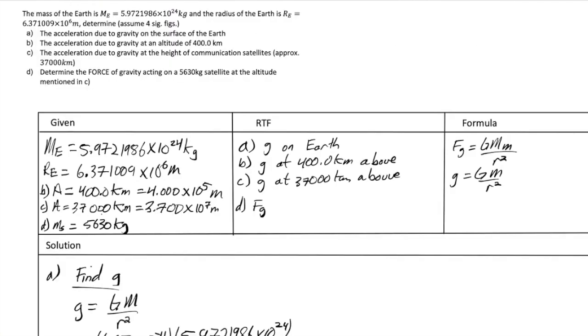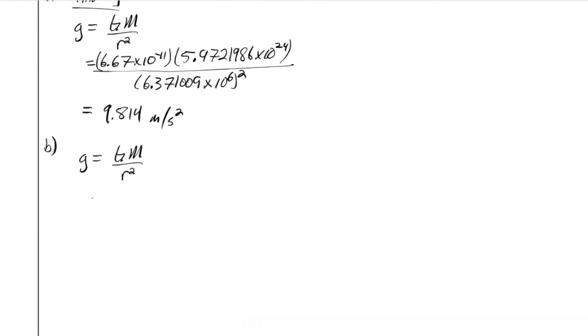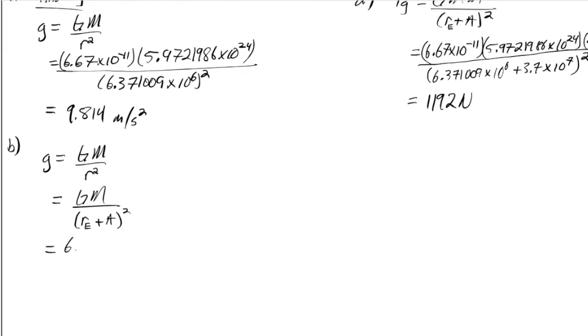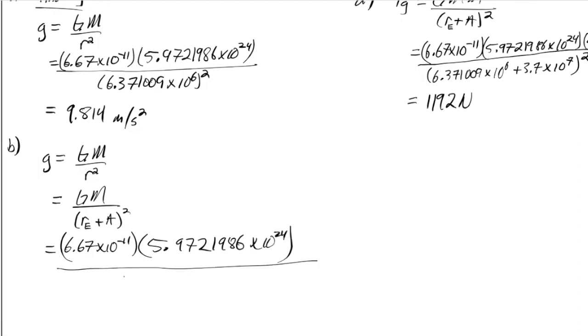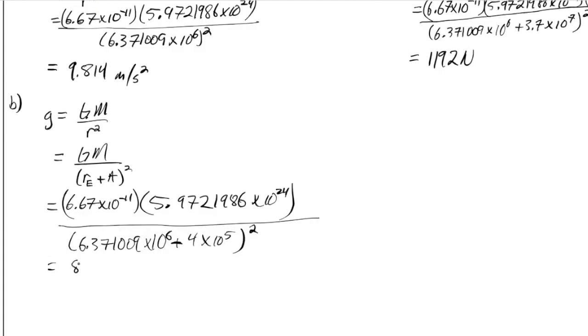Now, part B, we have to find the acceleration due to gravity at an altitude of 400 kilometers above. So using the same formula, however, we have to modify it slightly. So big G, big M over bracket, the radius of the Earth plus the altitude all squared. And the key thing is, don't forget your brackets. So 6.67 times 10 to the negative 11 times the mass of the Earth, which is 5.9721986 times 10 to the 24, divided by bracket, the radius of the Earth, which is 6.371009 times 10 to the 6, plus the altitude, which is 4 times 10 to the 5 meters, which equals 8.689 meters per second squared.